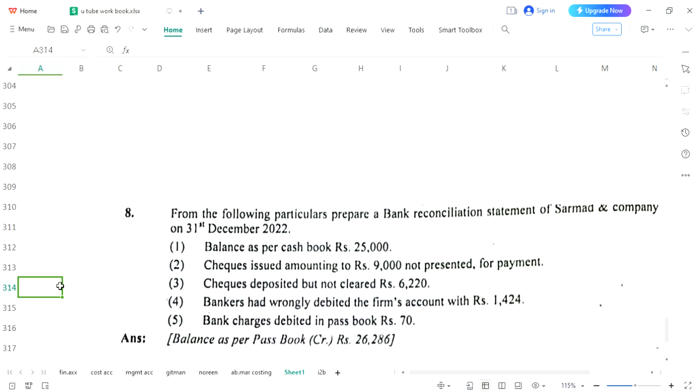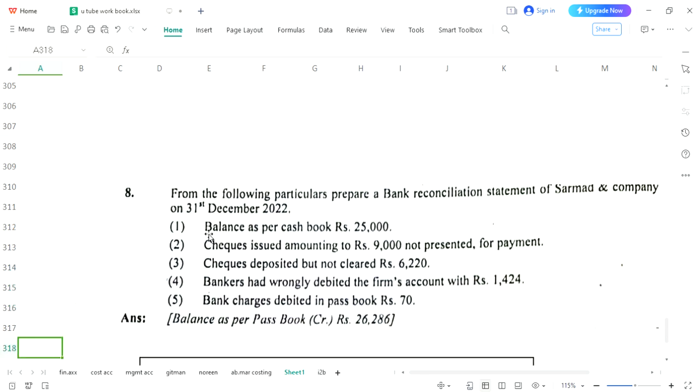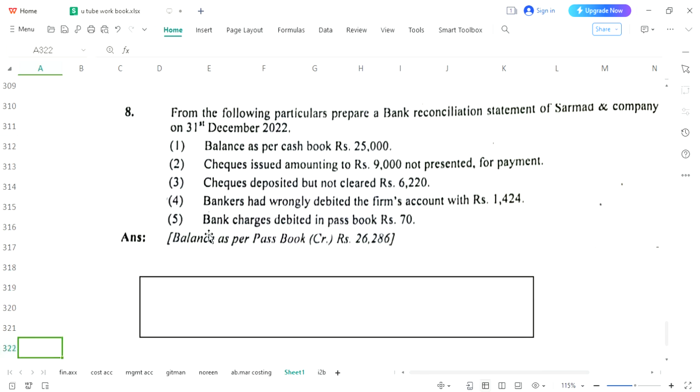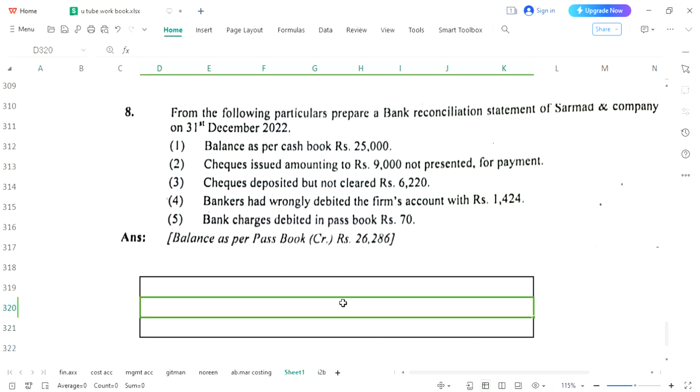Today's target is to solve the first question of BRS, bank reconciliation statement. Since we are starting this chapter, in this lecture we will understand the format and the method of solving this question. The very first thing is you must have three lines for your headings.